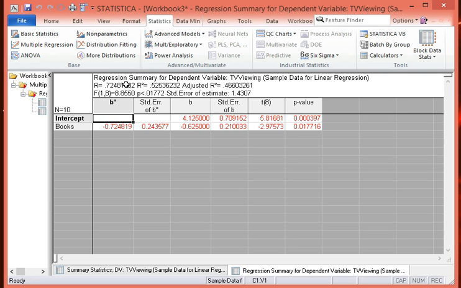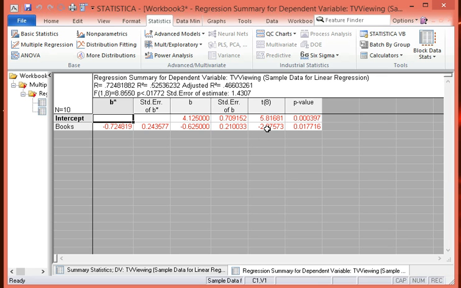For the meantime, just so you know, those are what those values mean. And this F test determines whether our predictor significantly predicts our outcome variable, whether the number of books read significantly predicts the amount of TV watching by the individual. We can see here that it does significantly predict it, at a p-value of 0.01772, which is much less than 0.05.